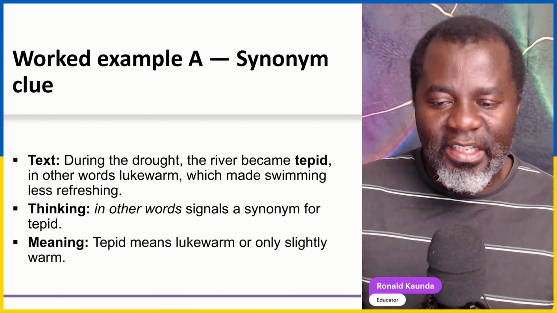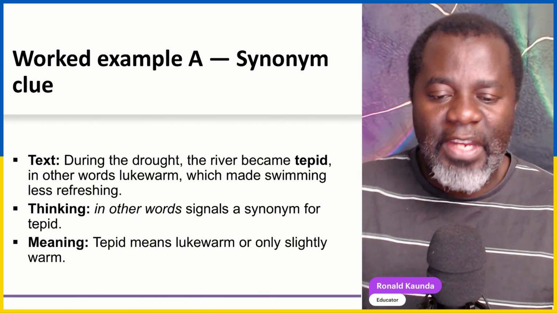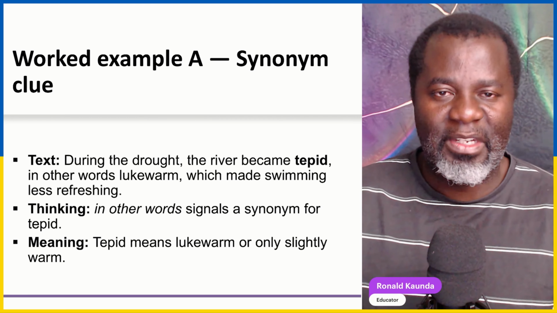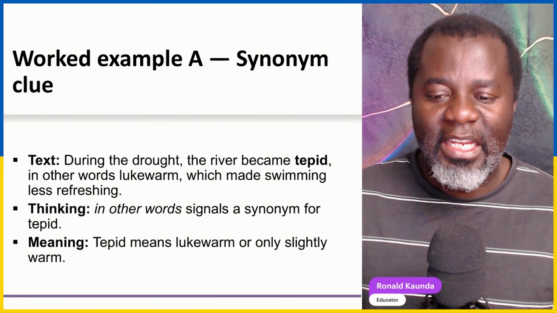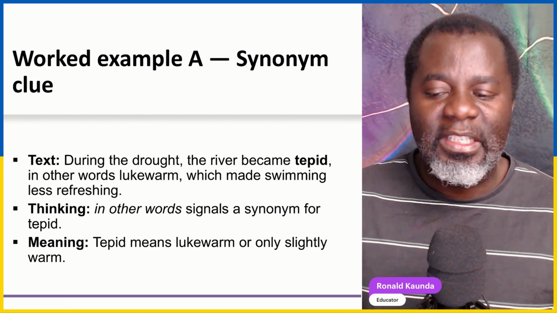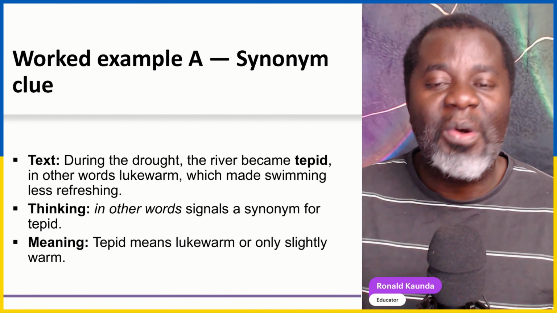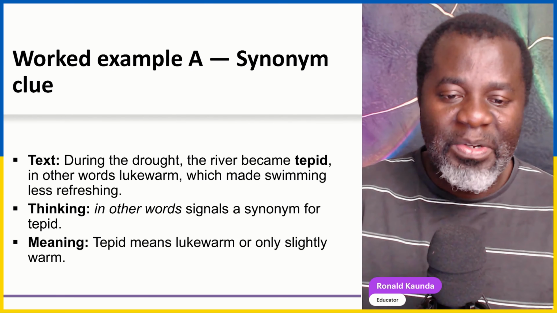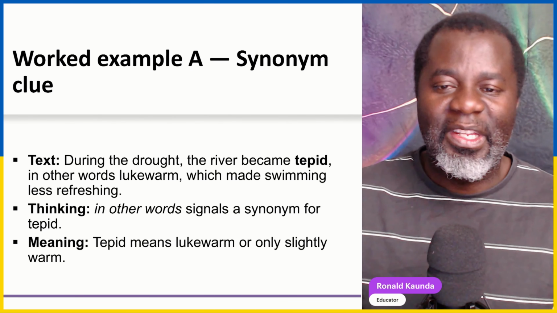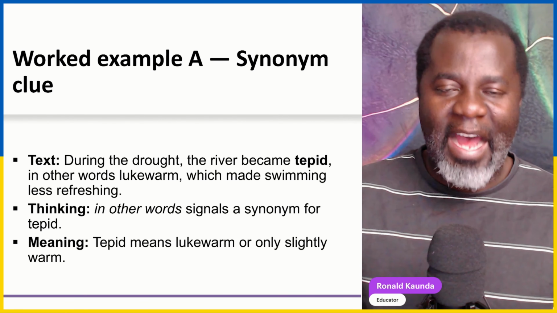So the thinking is that in other words signals a synonym for tepid. Okay? In other words, signals the synonym for tepid. Meaning, tepid means lukewarm or only slightly warm. Lukewarm or only slightly warm. So you can see how we found the meaning of tepid using the passage itself, and we are using the clue called synonym.